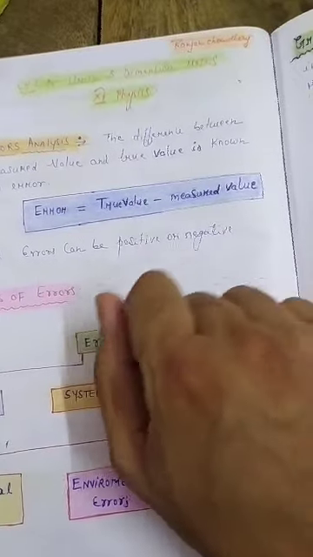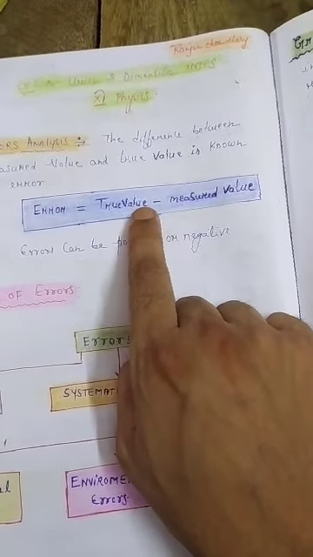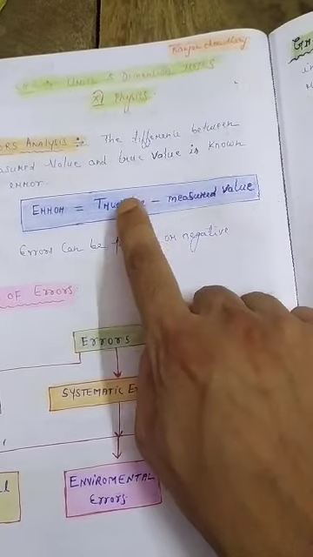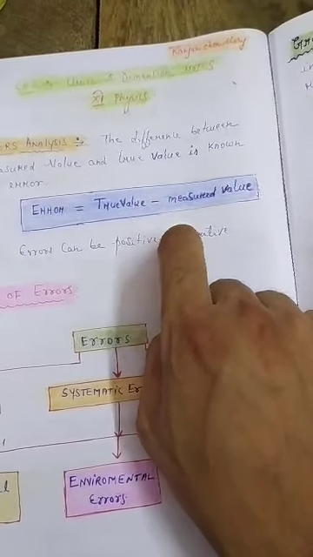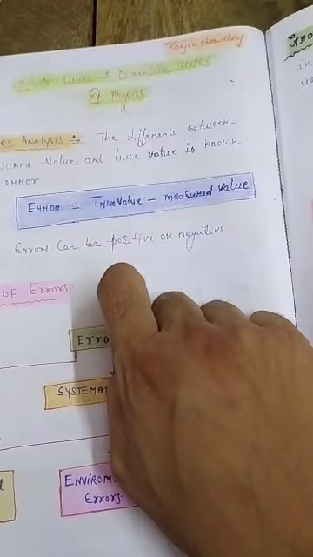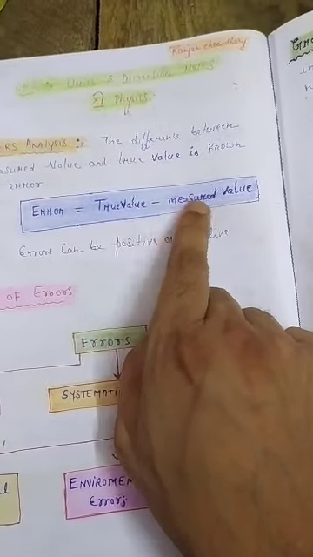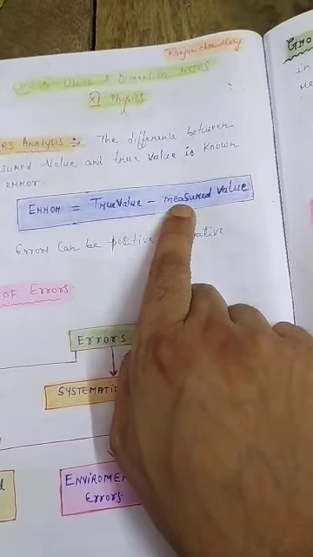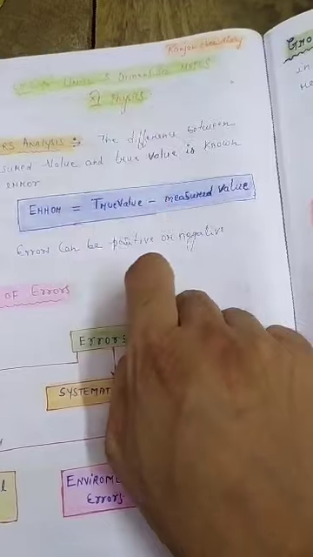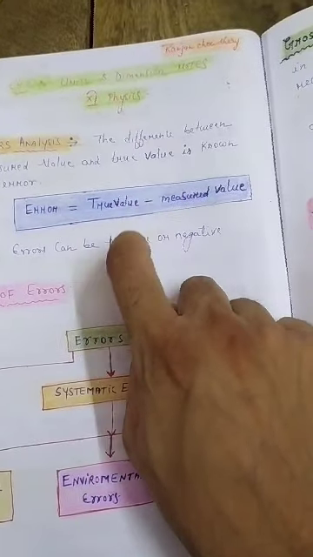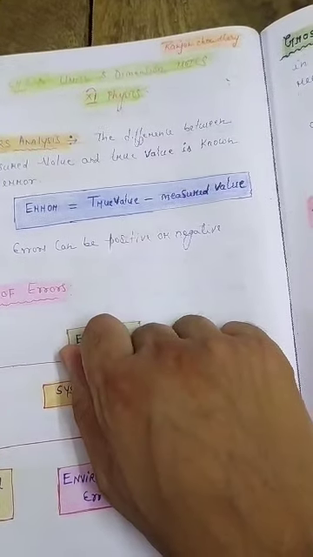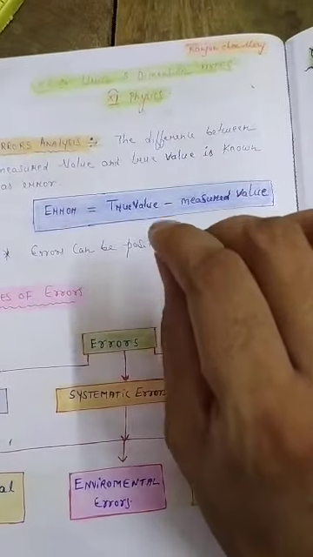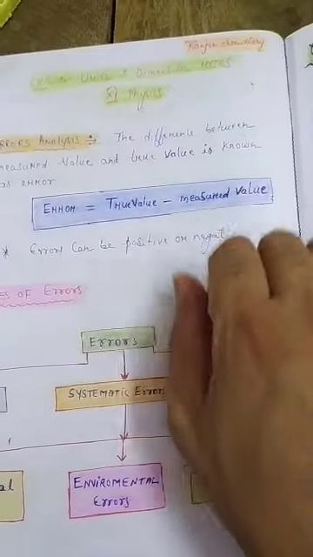Error can be positive or negative. How? Your true value was, for example, 5 kilogram, you are measuring 6 kilogram. Then 5 minus 6, it will be minus 1. That is your error will be negative. If measured value is less than true value, means it is 5 kilogram, you are measuring only 4 kilogram, then 5 minus 4 will be positive value. That is, errors can be positive or negative. Just remember, error means difference between true value and measured value.